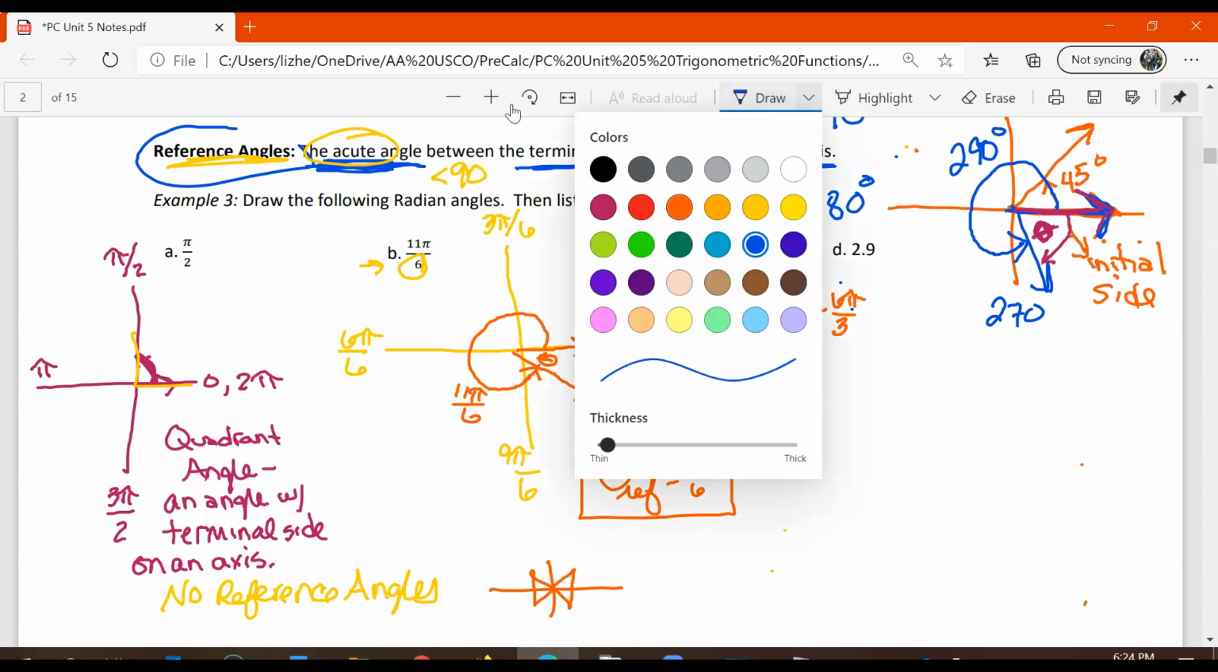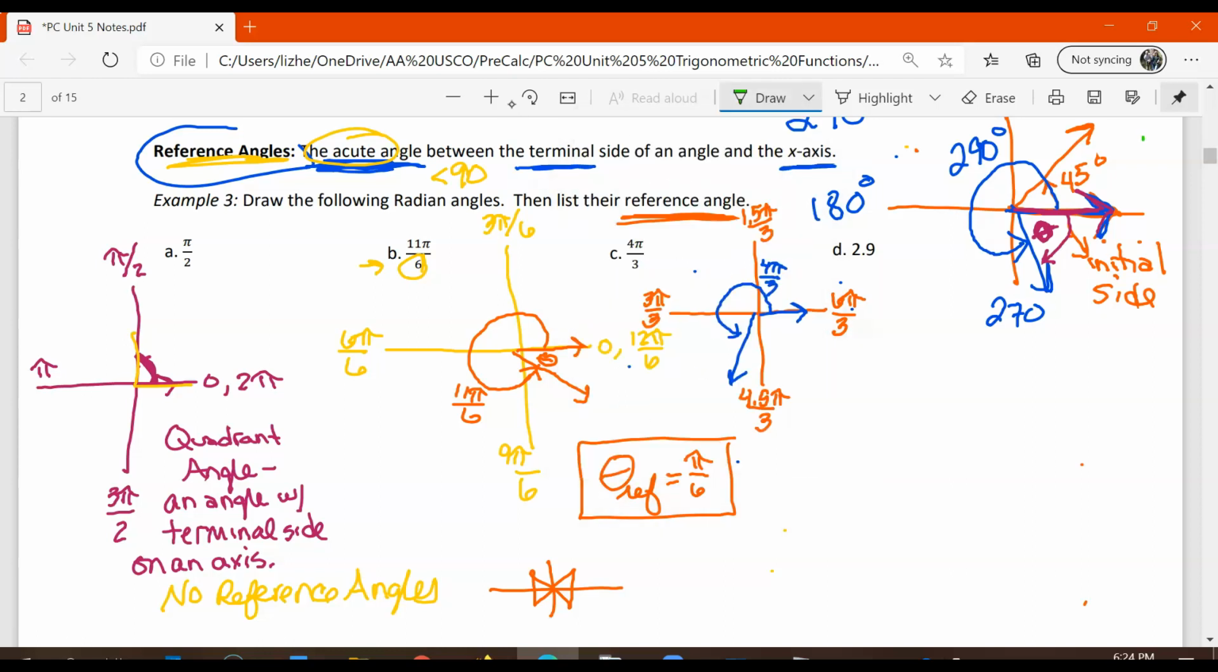So remember, the reference angle is always with the x-axis, not with the y-axis. Therefore, this is my reference angle. Reference angle is always with the x-axis. And so what is the measure of that angle? Well, if this is 3 pi over 3 and this is 4 pi over 3, then theta reference is pi over 3.